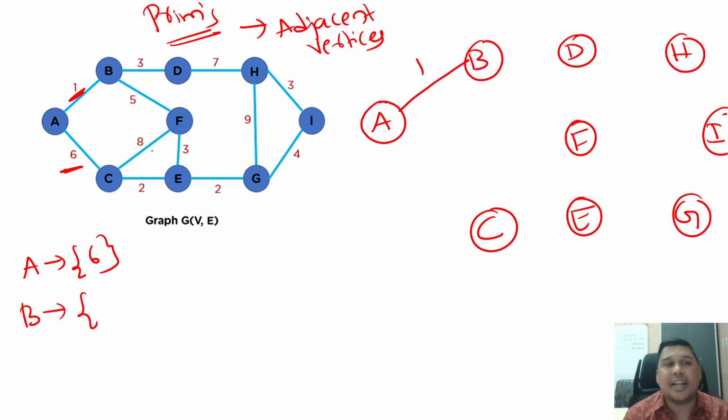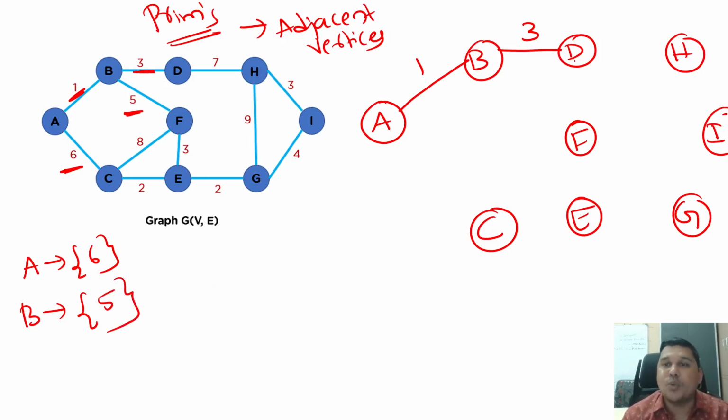From B, what are the alternatives? One path is going to D, other path is going to F. So 3, 5. Now among these weights, which one is the smallest one? 3 is the smallest one. So it is between B and D. So let's put here 3 like this. So this is gone. Now the tree becomes simply like this, 5.